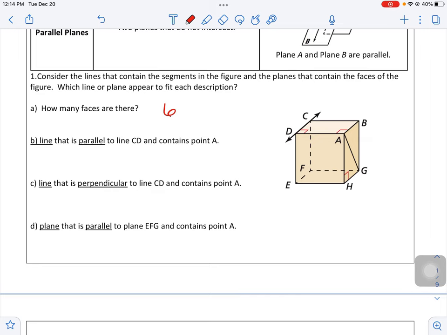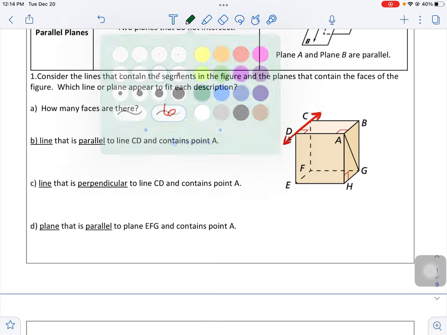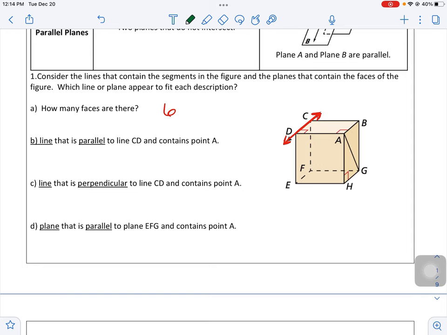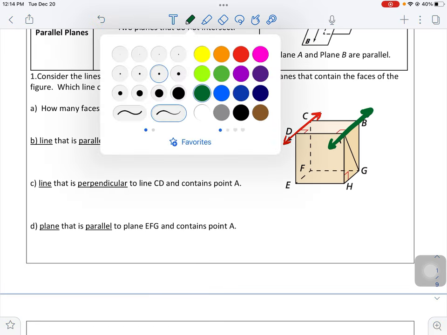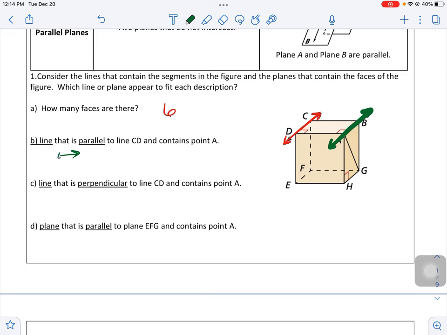For B, we need to name a line that is parallel to line CD. So CD is right here. I need to name another line that is parallel to CD. If it's parallel, it never crosses, it will never intersect. So AB would be 1. So we can say line AB. But also, EF will also be 1 because it's parallel top and bottom, where AB is more left and right. So line EF. Remember, it's important to have the symbol on the top so we know what we're talking about.